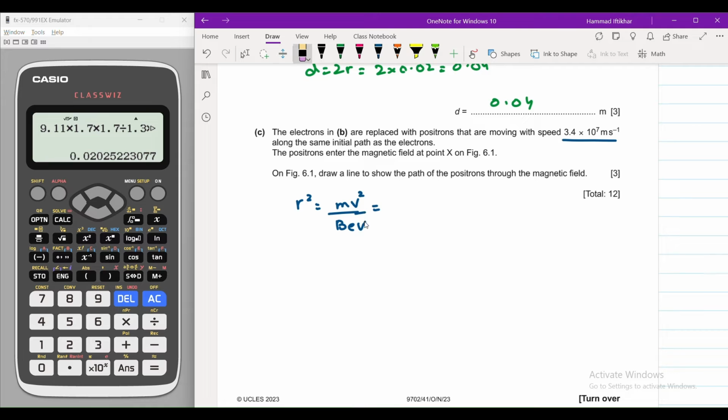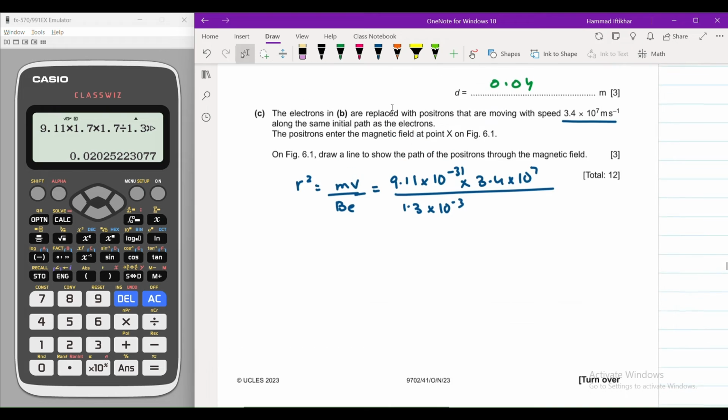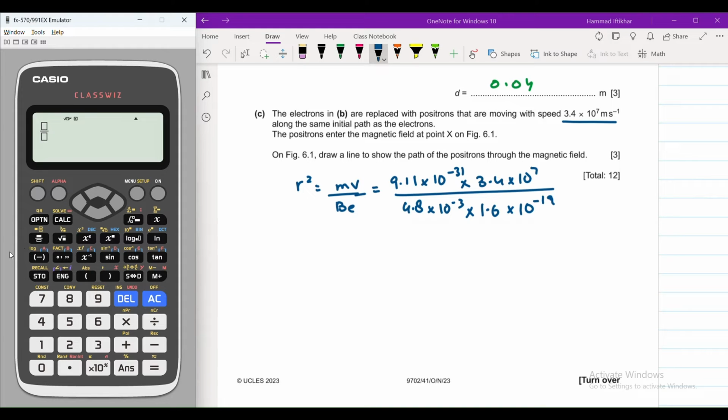So we can cancel one out into mv. The mass of positrons is almost the same, so 9.11 times 10 raised to the power minus 31. Velocity is 3.4 times 10 raised to the power 7, and the field is 4.8 millitesla. Sorry. And the magnitude of charge is the same, 10 raised to the power minus 19.